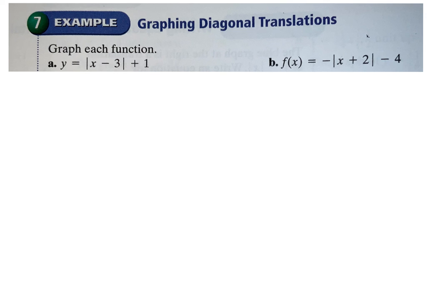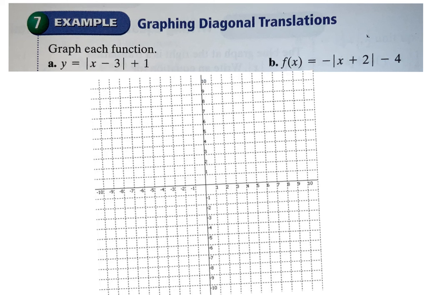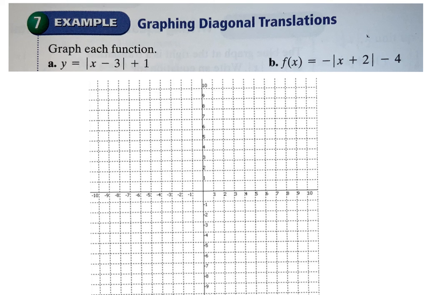So for 7a, they're saying this is a diagonal movement. The reason it's a diagonal is because you have both inside and outside movement. And so when we do this, you are going to graph all of it. So let's look at A. If I look at A, I have a -3 on the inside, a +1 on the outside. So that is telling me I'm going to move it right 3 units, which is here, and then up 1 unit, which is here. And so that is where my vertex is.